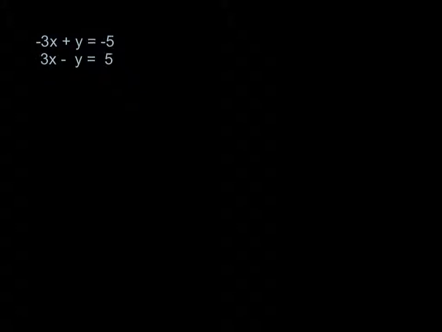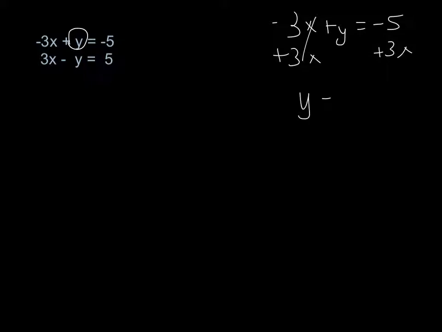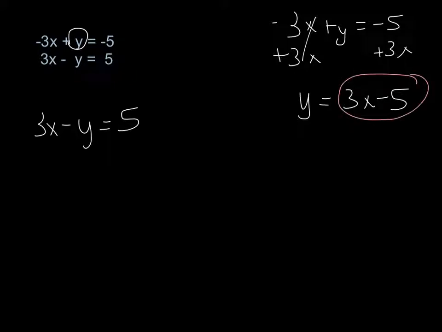All right, one more example before we're finished here. Negative 3x plus y equals negative 5 with the equation 3x minus y equals 5. So we're going to isolate a variable, and I'm going to choose to isolate this y. So I'm starting with that equation. So I'm going to add my 3x over. So y equals 3x minus 5. And then I'm going to substitute that into my other equation. So since this is y, I'm going to plug it in right there.